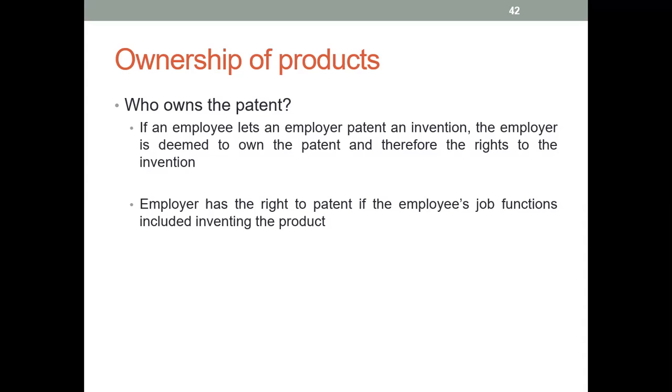Even if an employee patents something, the employer can argue for a right to use the invention if the employer contributed some resources. Tomorrow, even if the employee files the patent, the employer can bring it to court and argue that the invention was made because the employer contributed resources, maybe by giving the salary, computer time, or access to the library or database in developing the invention. In this case, the ownership goes to the employer, as the employer has a right to patent if the employee's job function includes inventing a product.